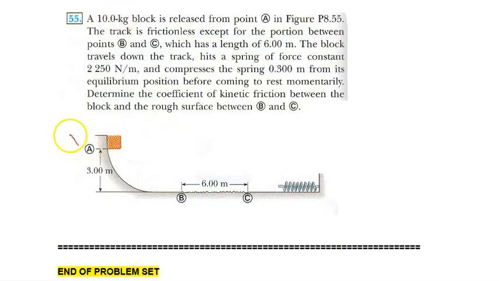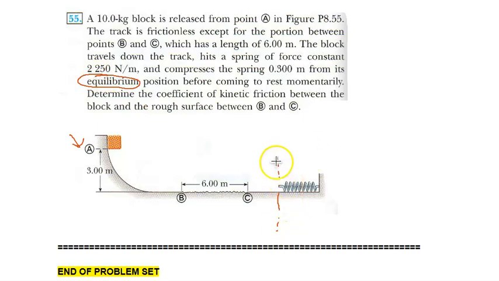So we have point A, we have point B. You could find the speed at B, but we don't need to. We could find the speed at C, but we don't need to. What do we care about? Oh, maybe we can't find the speed at C because we don't know what friction is. So, okay, it compresses the spring 0.3 meters from its, see, they're calling it equilibrium, and maybe they should call it unstretched.